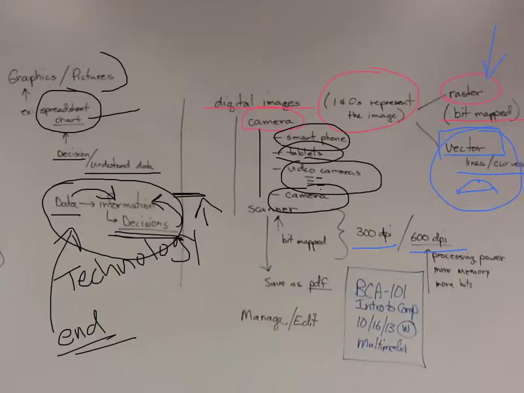Another way besides a camera is a scanner. The scanner is going to bitmap, and we talked about how you could scan at 300 dots per inch or 600 dots per inch. This would be better quality, but it might require more processing power and more memory, because there's more bits.